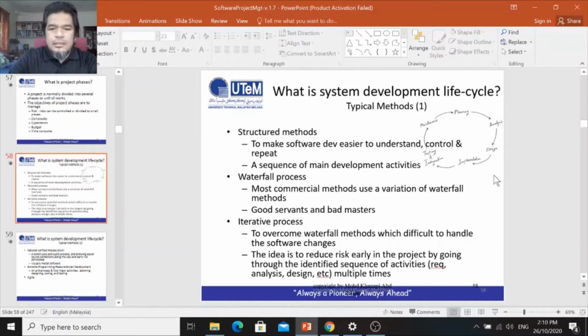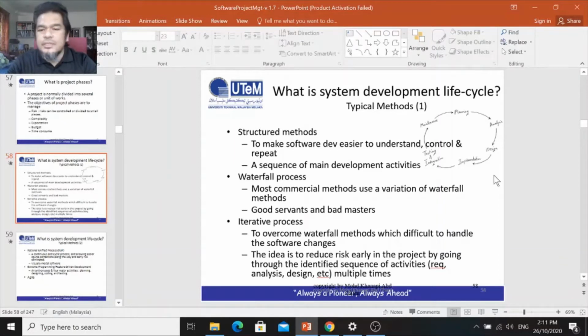There are many methodologies in the market nowadays. For example, the waterfall process is a long-standing method. It has been used since 1988, when I was in the company.